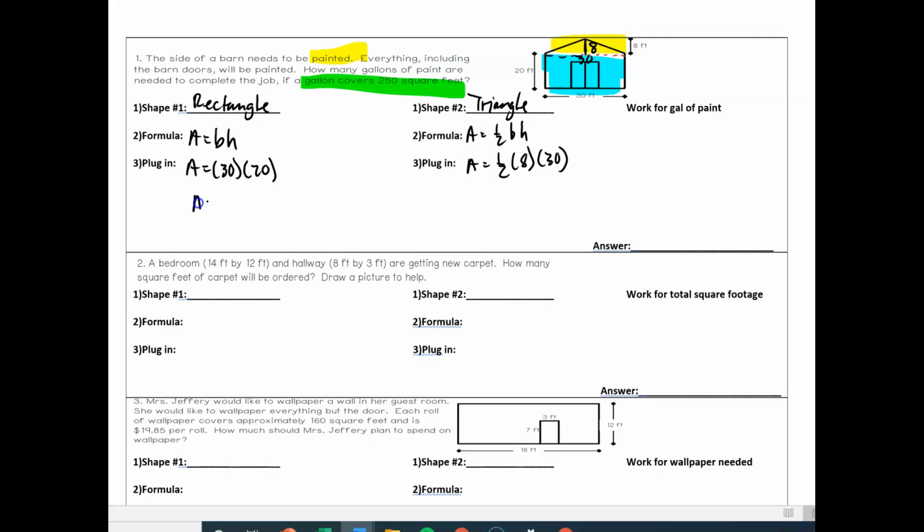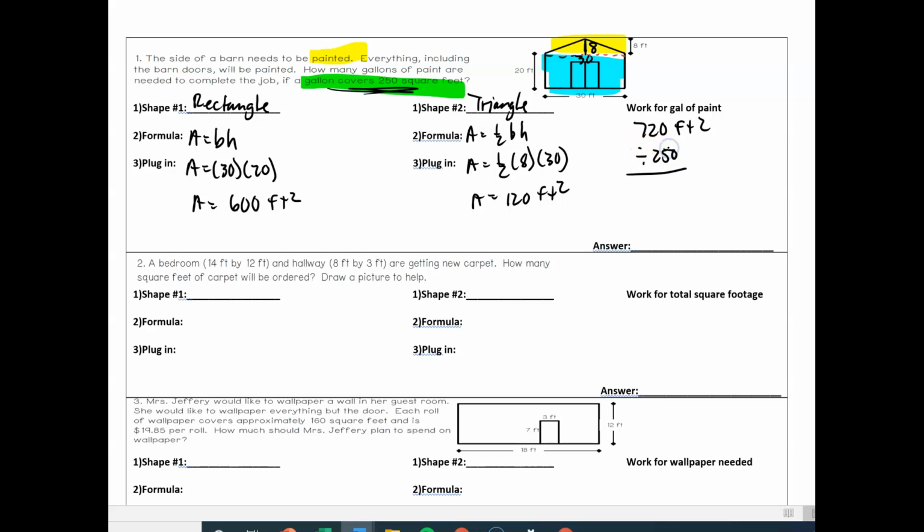So the math on this gives us 600 square feet for the rectangle, and gives us half of 8 is 4. 4 times 30 is 120 square feet for the triangle. Together, that's 720 feet squared. Now, if you go back to the problem, it says a gallon covers 250 square feet. So how many gallons do we need? Well, if 1 gallon gives you 250, how many gallons give you 720? So just divide that by 250.